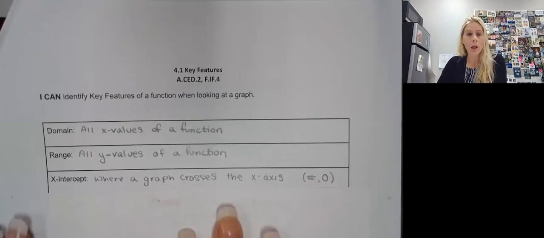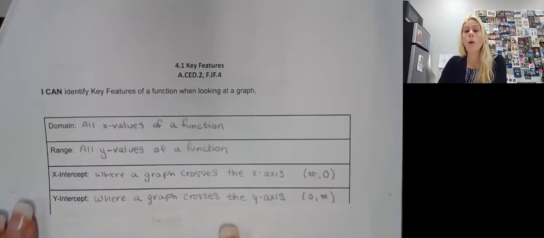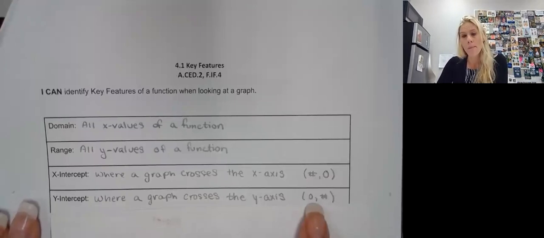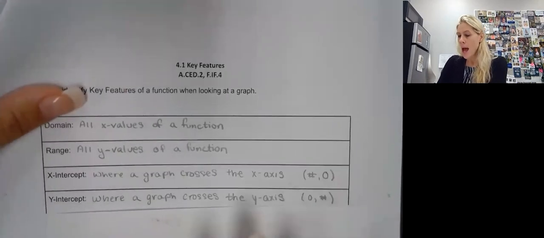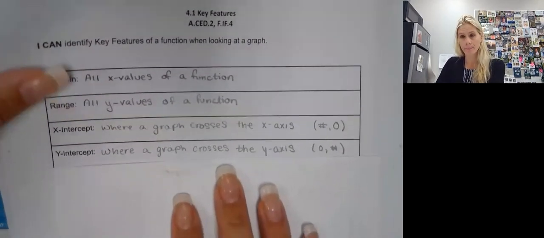So that relates to our y-intercept. Our y-intercept is where the graph crosses the y-axis. So that coordinate pair is 0 comma a number. Does there have to be a y-intercept? No. But to be a function, there can only be one. So it's going to be none or one of them. Now, to find the y-intercept, we could do this algebraically also by just plugging in 0 for X and solving.